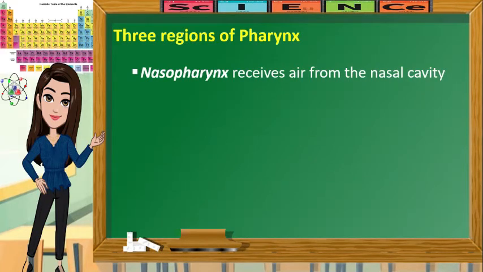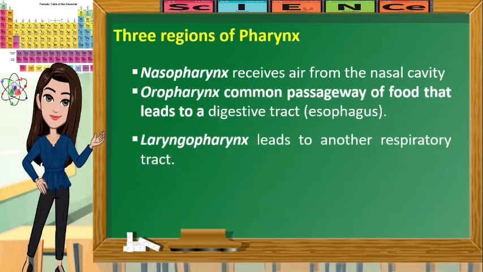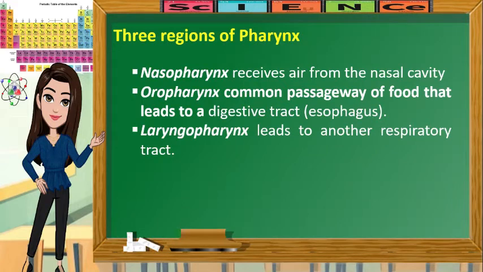Three regions of the pharynx. The first one is the nasopharynx, which receives air from the nasal cavity. The second one is the oropharynx, the common passageway of food that leads to the digestive tract or esophagus. The last one is the laryngopharynx, which leads to the lower respiratory tract.